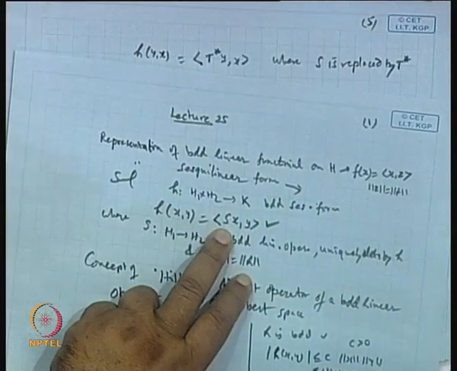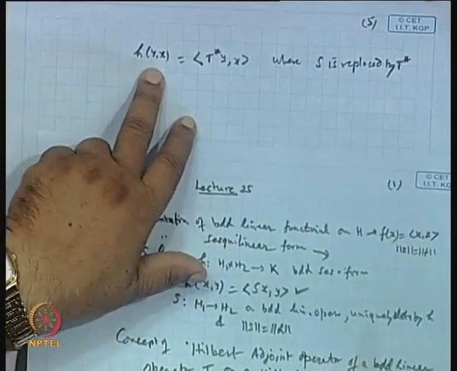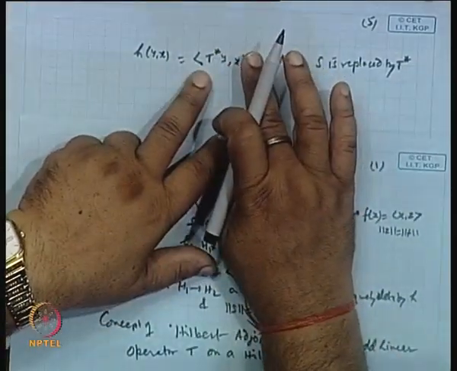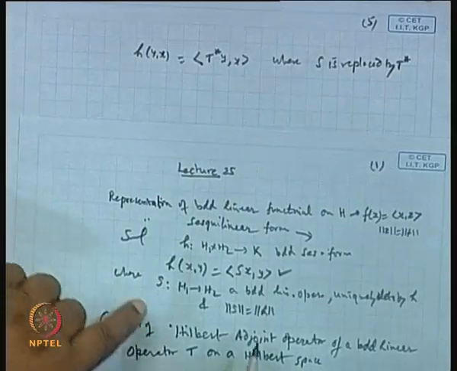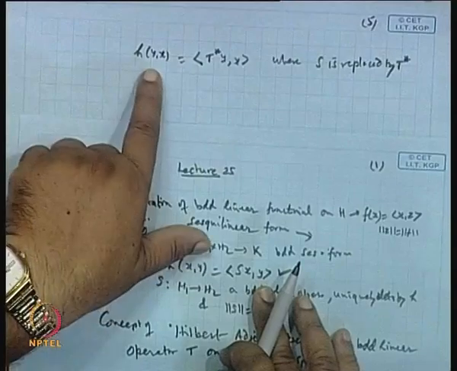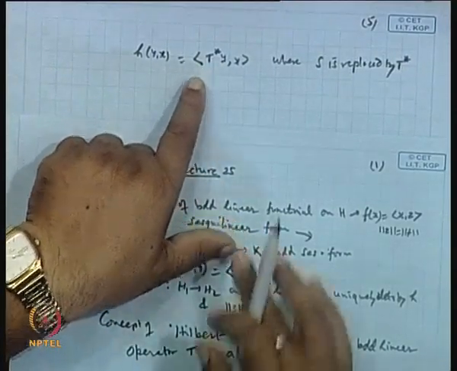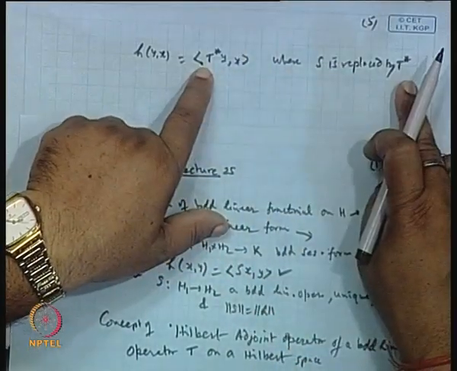That's all. Here we are taking h of y comma x. I don't know the right hand side. If I compare the right hand side along with this, what should I write? X will remain as it is, y will remain as it is, plus an operator will come. So that's why s will be replaced by T star.